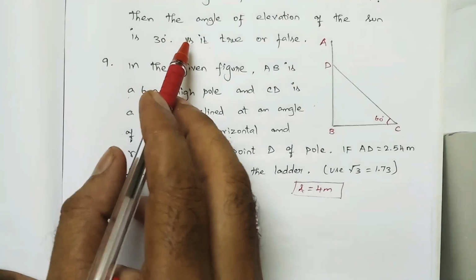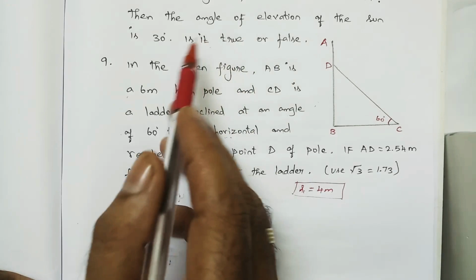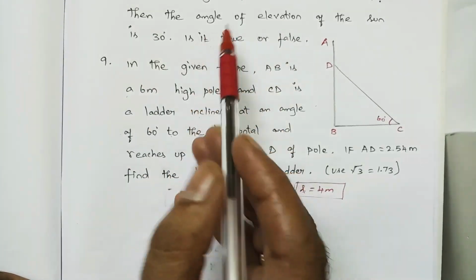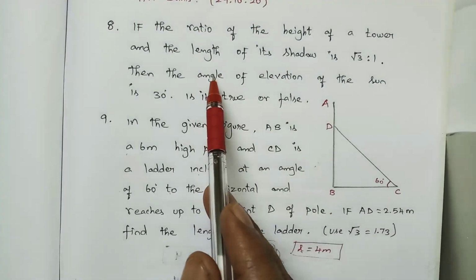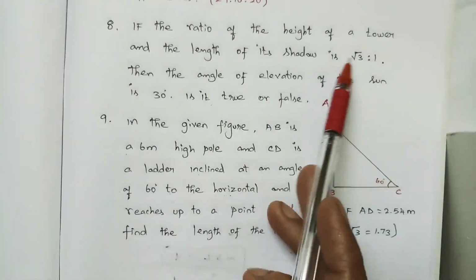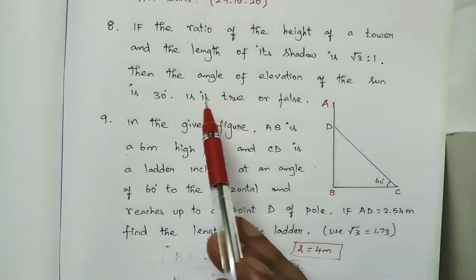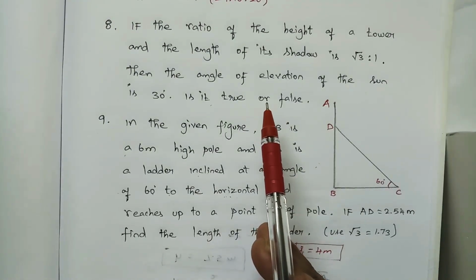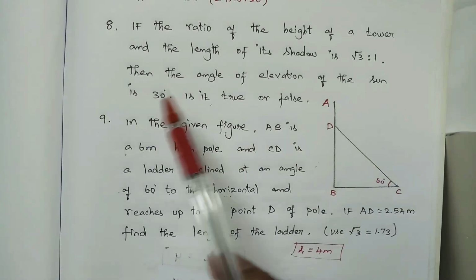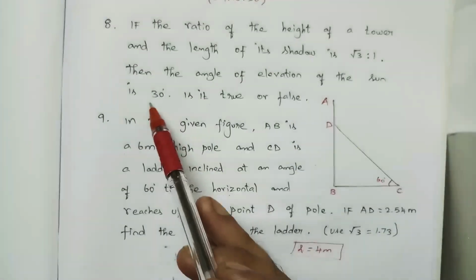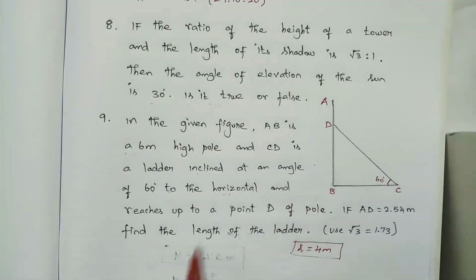And sum number 8 is true or false alone, right? Just a very easy one. We know the height of the tower and we know the length of its shadow, right? Just simplify, divide and equate with the corresponding trigonometry ratio. Then we'll get the angle, whether it is 30 or some other angle. If we get 30, it will be true. Otherwise, it will be false, right?